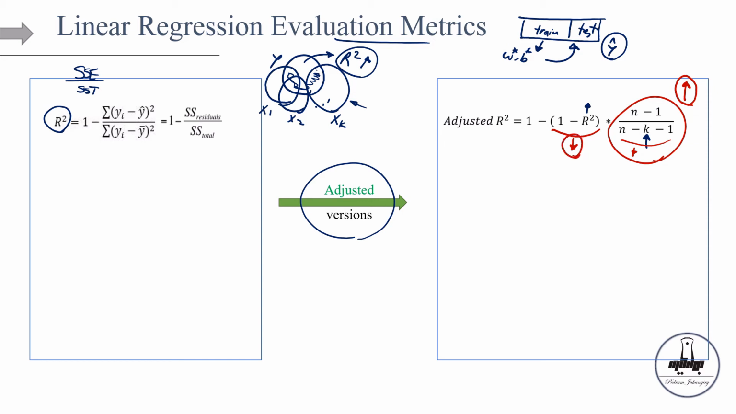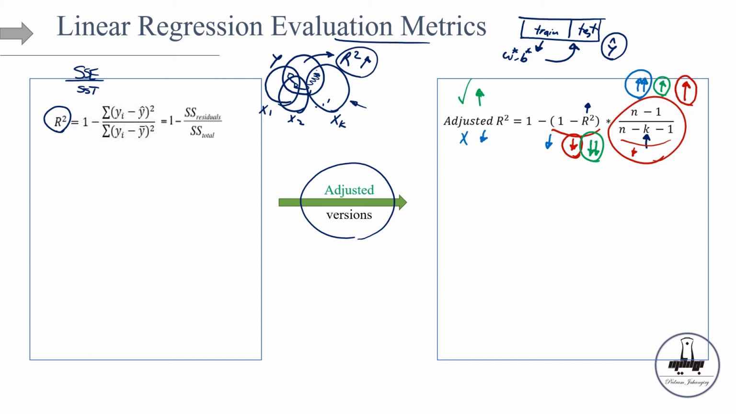Let me use other colors. If K increases and the 1 minus R-square decreases a lot compared to a slight increase here, then what will happen? The adjusted R-square is going to increase. So adding that extra variable was beneficial, so we're going to go ahead and add that variable. However, if you add a variable and the R-square, let's say, decreases, but this right-hand side increases more, then your adjusted R-square is going to decrease. So it was not beneficial to add that right-hand side variable. So this is the adjusted version of our evaluation metric R-square.